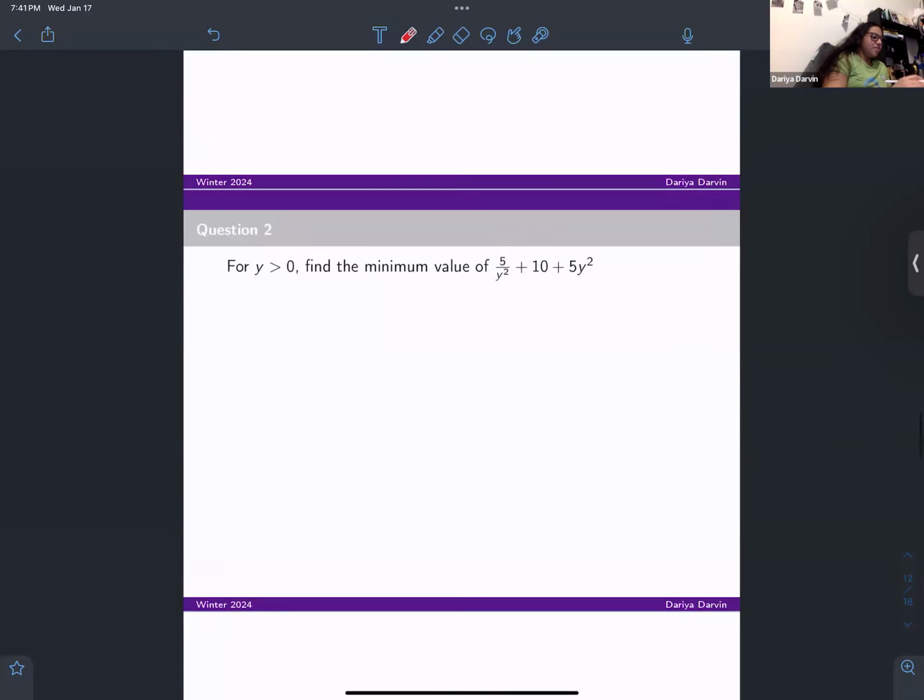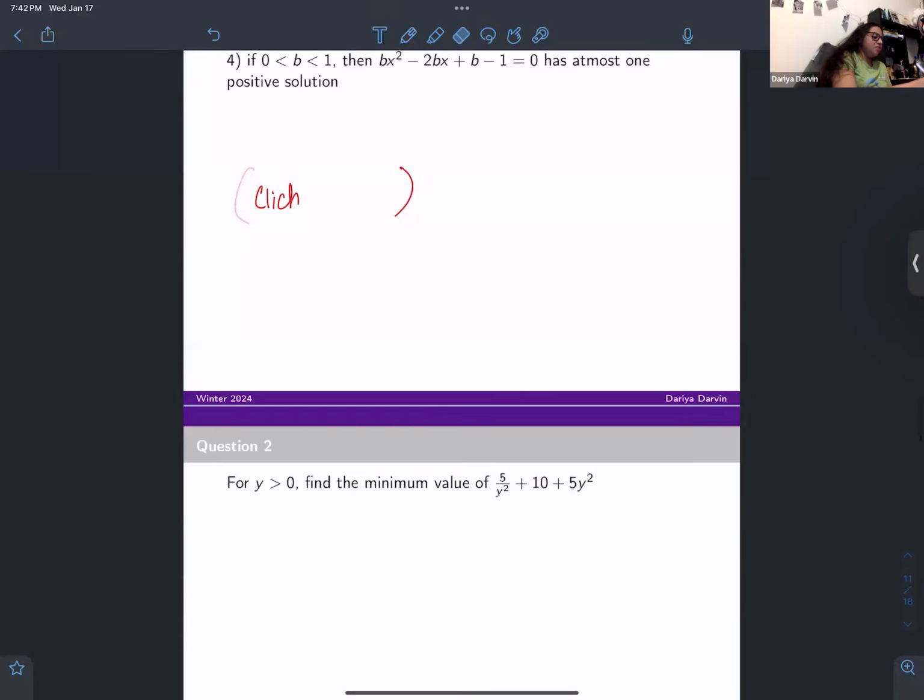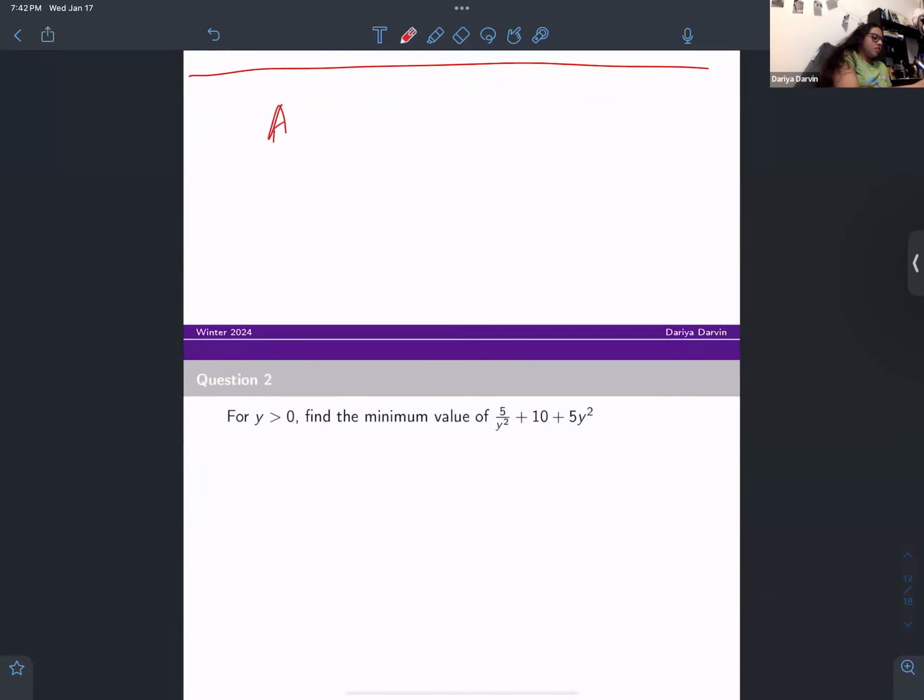Let's go into AGM. Before we do AGM, let's do a brief review of AGM. Okay, AGM has two forms.